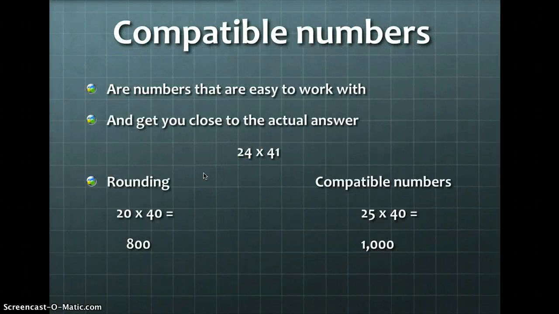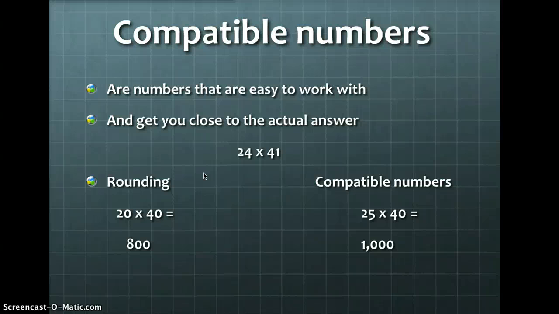Okay, so next we're going to look at compatible numbers. Compatible numbers are just a different way of rounding. It's when you work with numbers that are easier to get to a value that's close to the actual value. So let's compare rounding and compatible numbers. So you've got 25 times 41. If you rounded, you would do 20 times 40, which would be 2 times 4 is 8. There's 2 zeros in my two factors, so there should be 2 zeros in your product, so 800.